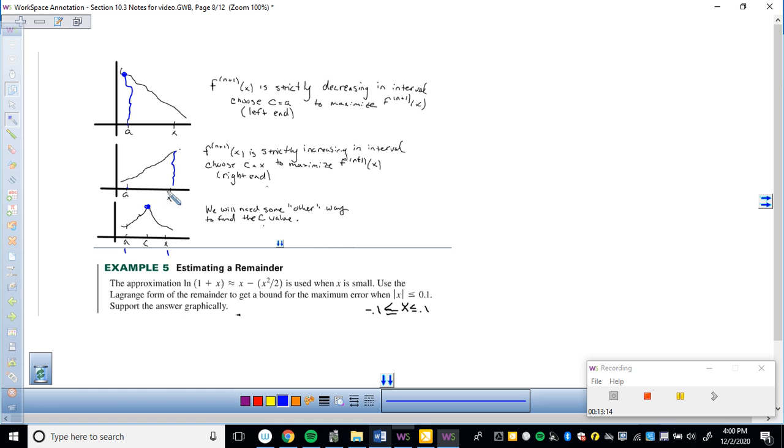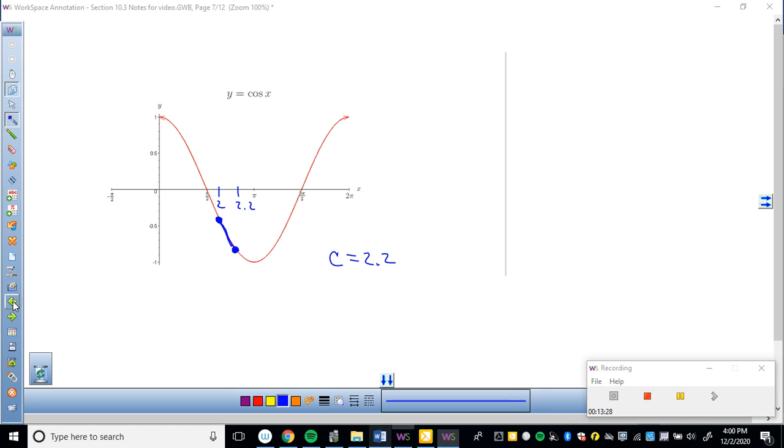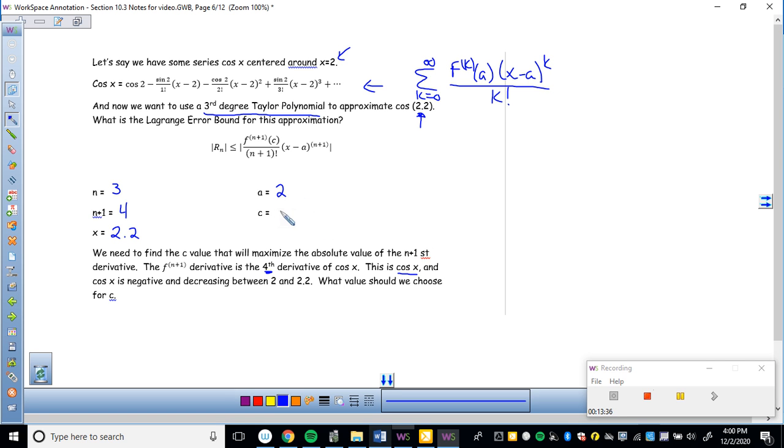You'll either be given information to allow you to choose C, or it would be obvious that the function is increasing or decreasing on that interval. So for our case, we are going to choose our C value to be 2.2, because that's what's going to maximize that Lagrange error bound. So we're going to choose 2.2 right here. And now we're just going to plug in and find that Lagrange error bound.